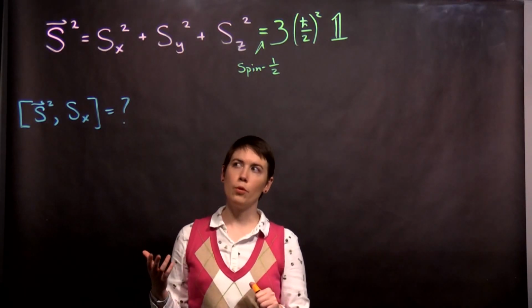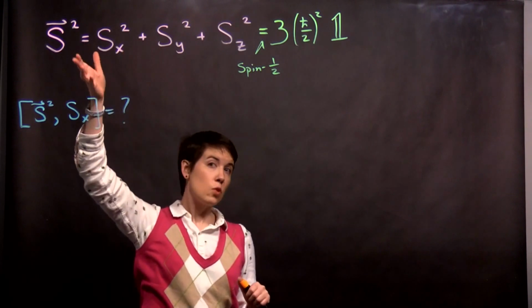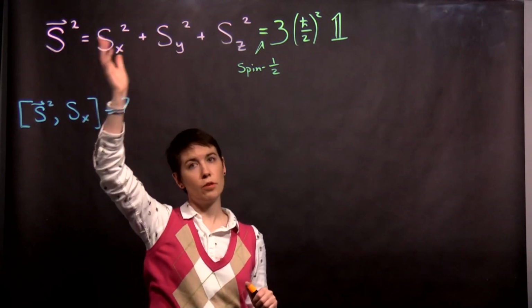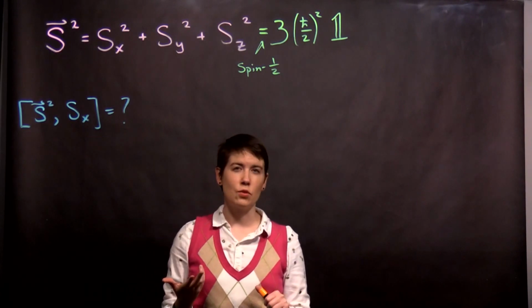Let's go through calculating the commutation relationship for this total spin vector, this new operator we've met, and the operator to measure spin in the x direction.